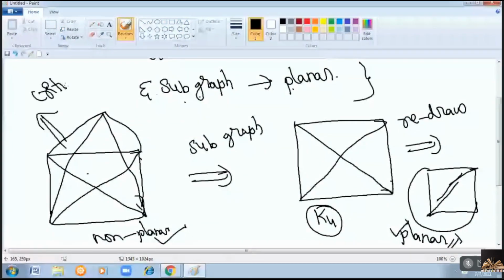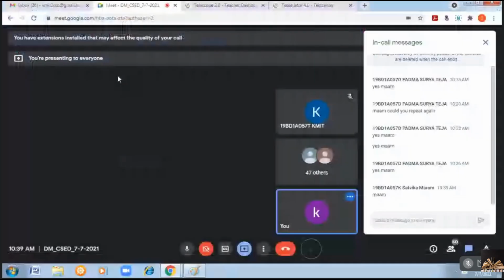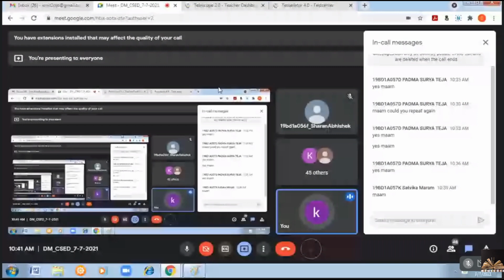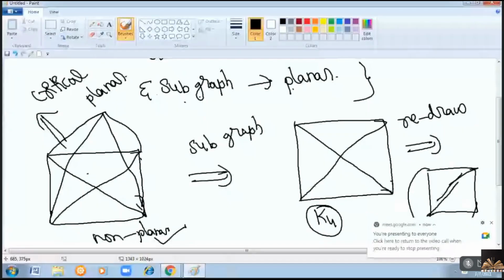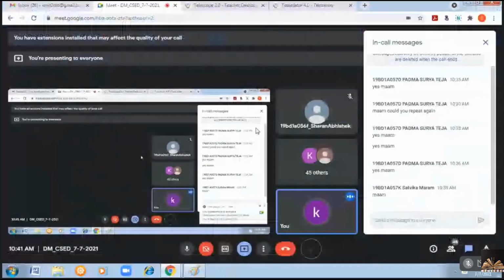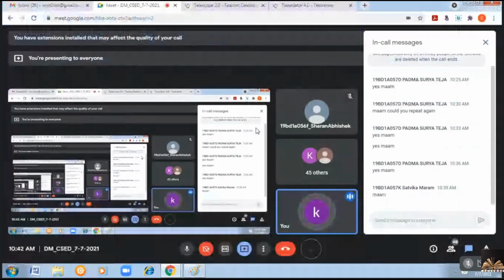Is it clear, ma'am? If a given graph is non-planar and if its subgraph is planar, then we can say that the graph is a critical planar graph. Clear? Have you all understood, ma'am?